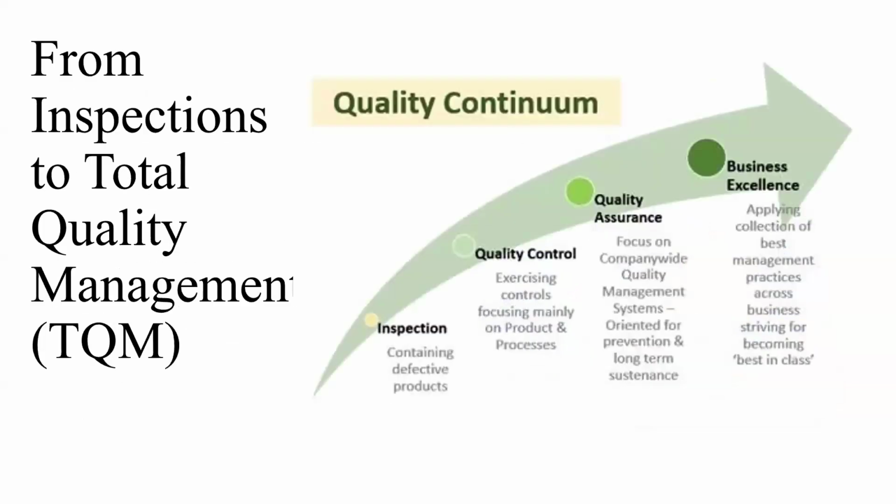And in this model, from inspections to total quality, I'll quickly take you away from health and give apples as an example. Inspections means containing defective products. If you're growing apples, you're picking them, sorting good and bad. Quality control, exercising controls, focusing mainly on product and process. In this one, for example, you're using fertilizers on the apples, weeding, insecticides. It's a line function, reactive, putting controls. Quality assurance, focusing on a company-wide quality management system oriented for prevention and long-term.